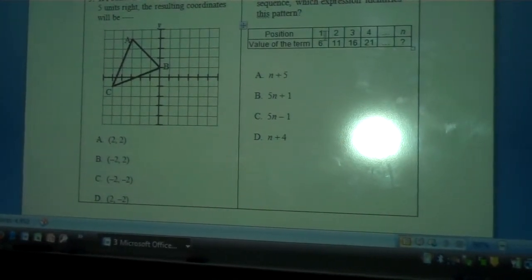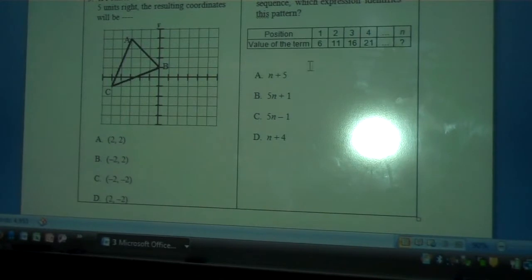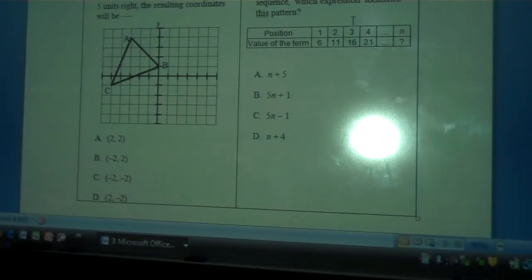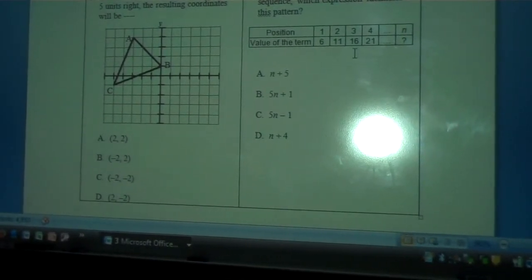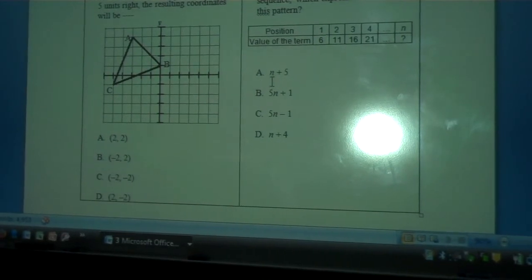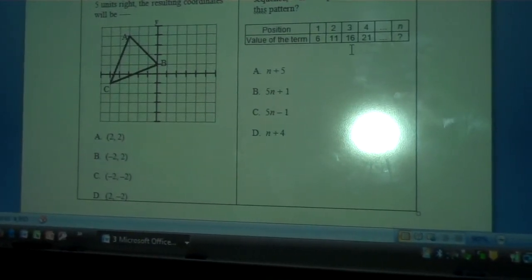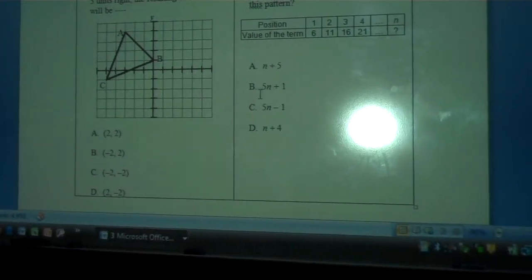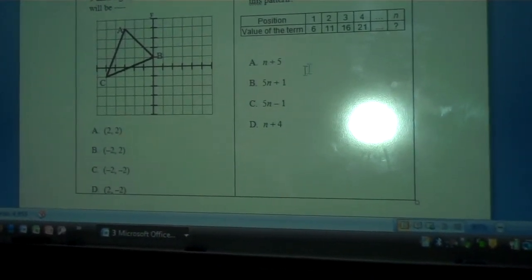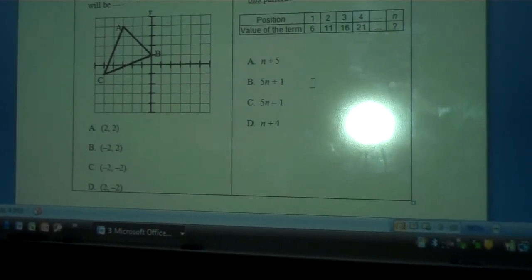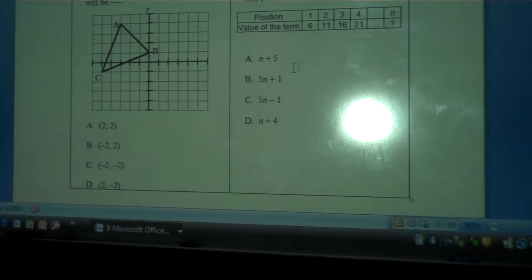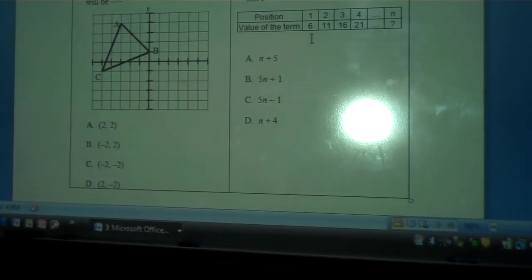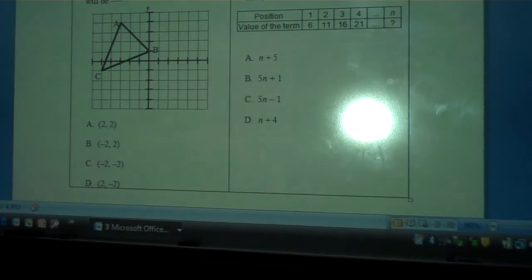Okay, kind of the same thing, except you can't really tell if the answers are the same for number 1 or number 2. So I like to go ahead and start with 3. So if I put 3 in here, 3 plus 5 would have to be 16, and it's not. 5 times 3 is 15 plus 1 is 16. Well, let's check the others to make sure. 5 times 3 is 15 minus 1 is not 16, and 3 plus 4 is not 16. Therefore, B would be my choice here because it works. Let's try it from 2, position 2. 5 times 2 is 10 plus 1 is 11. 5 times 1 is 5 plus 1 is 6. Works on that one too.